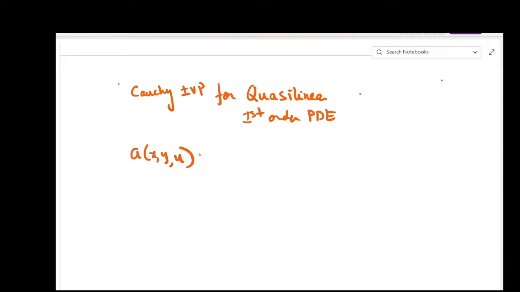This is the standard form, if you remember, for the first order quasi-linear PDE. And what is the change? We all know A, B, C are functions of X, Y, U. C is also a function of X, Y, U in both semi-linear and here also. But the change lies in A and B, which are functions of not only X, Y, but also U.